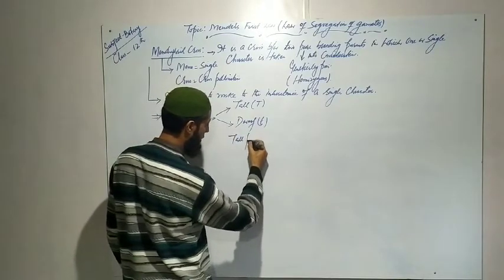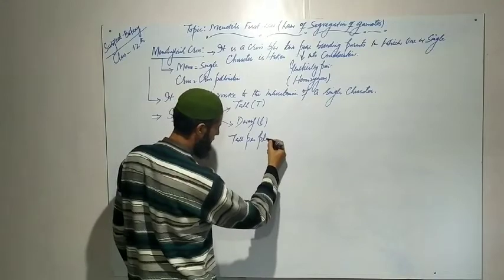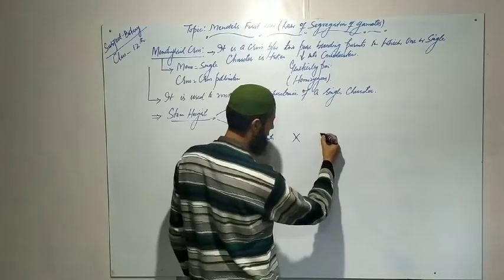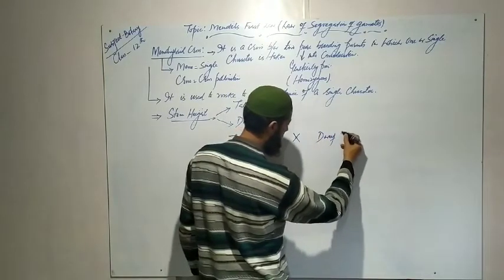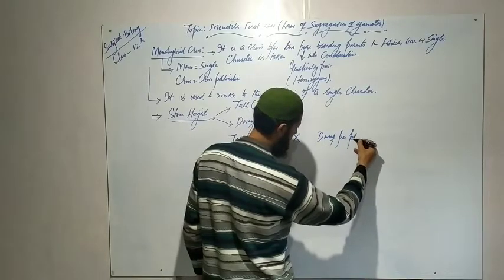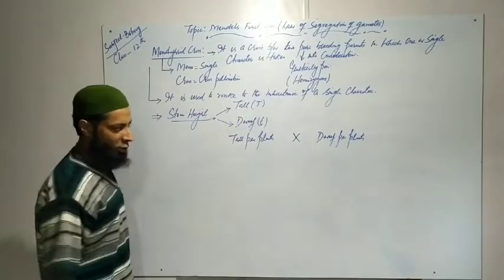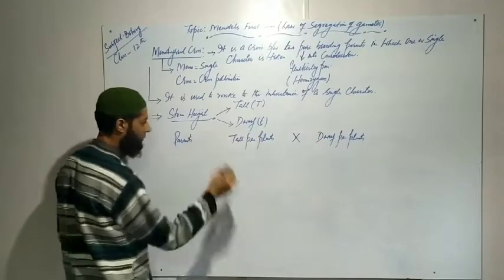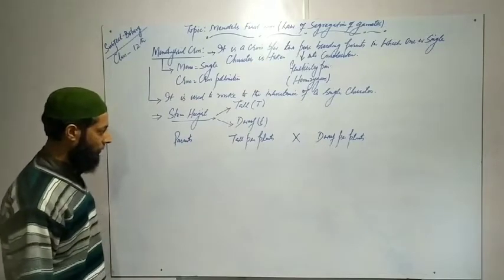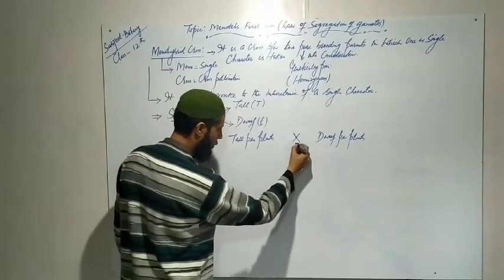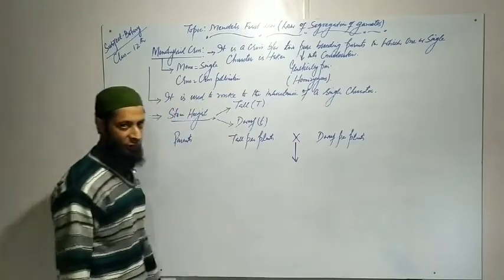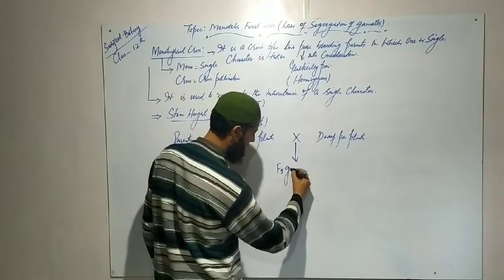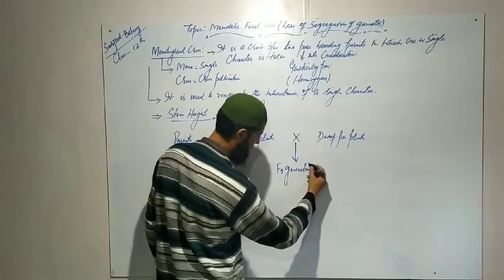In a monohybrid cross, we use two pure breeding parents, meaning pure tall pea plants crossed with pure dwarf pea plants. We use them as parents, and when we cross them, the first generation that we get is called the F1 generation.